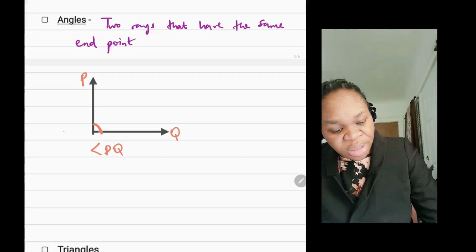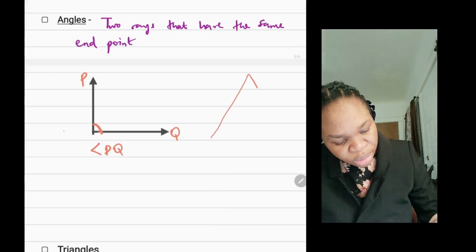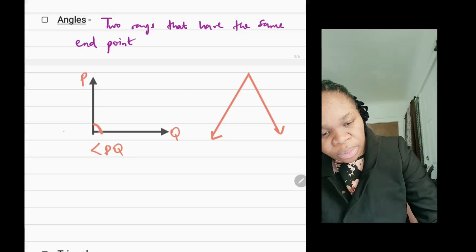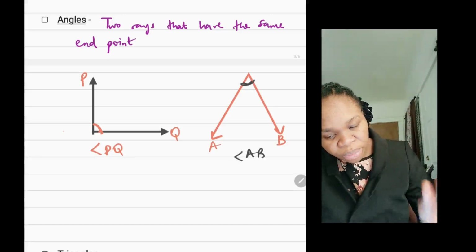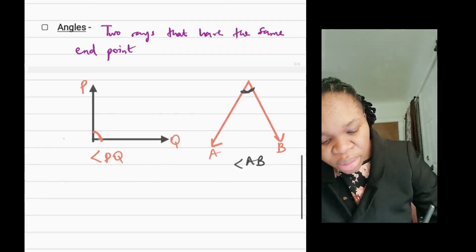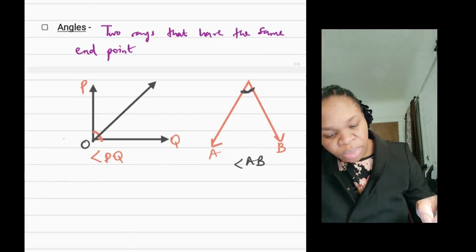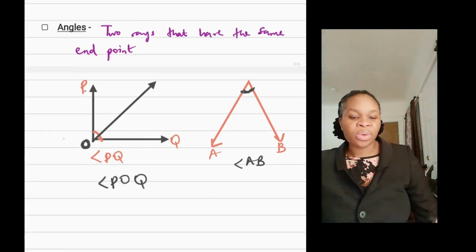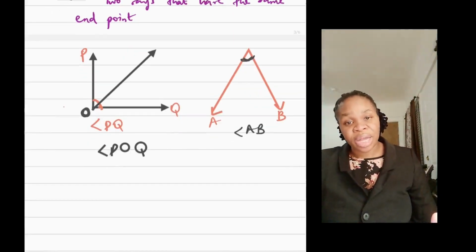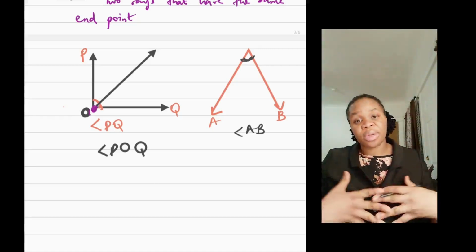We can also have it in a different form. Let's say we have one to be this. We can have here to be A and B. So the angle here, we have angle AB. Also, we can have something in between, like this. When we call this O, then we have angle POQ. So an angle is like the combination of two rays that have the same endpoint. So here is their endpoint coming together to form an angle.